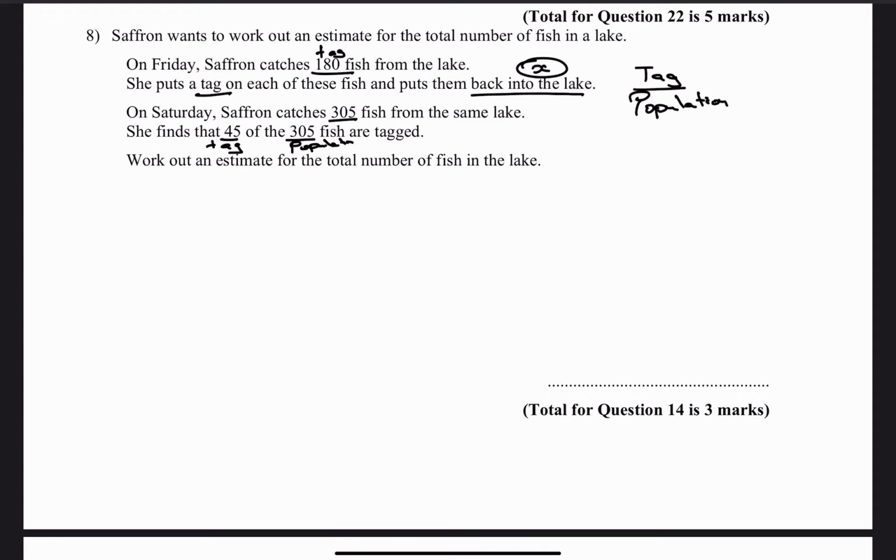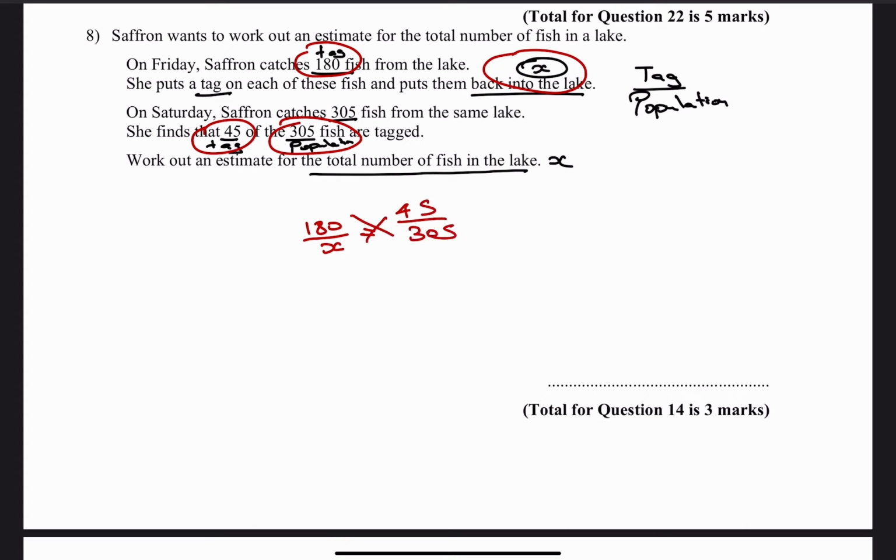180 he caught and tagged, so that would be the tag, and we don't know the population. They say find the total number of fish in the lake, which is basically the population, which is X. So what do you do? Tag over population. 180 over X equals the other one, tag over population, always. 45 over 305. Cross multiply.